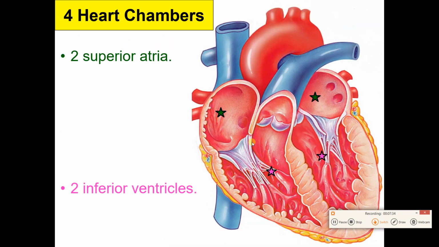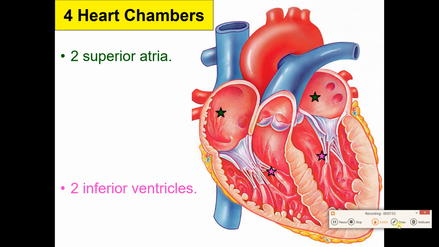Okay, cool. Let's talk chambers. Your heart's got four of them. It's got two superior chambers, known as the atria, and two inferior chambers, known as the ventricles. So superior atria, inferior ventricles.